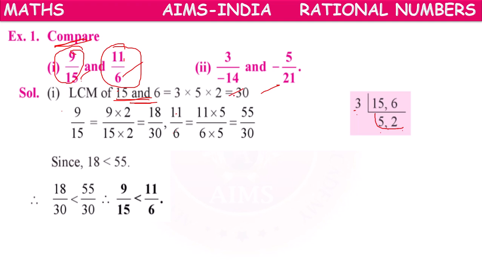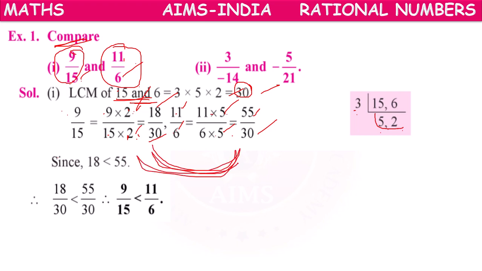Sorry, the LCM is 30. So 9 by 15: we have to write the denominator as 30. How can we write 30? By multiplying the numerator and denominator by 2. 9 times 2 is 18, 15 times 2 is 30. Then 11 by 6, by multiplying with 5: 11 times 5 is 55, 6 times 5 is 30. So we have 18 by 30 and 55 by 30.